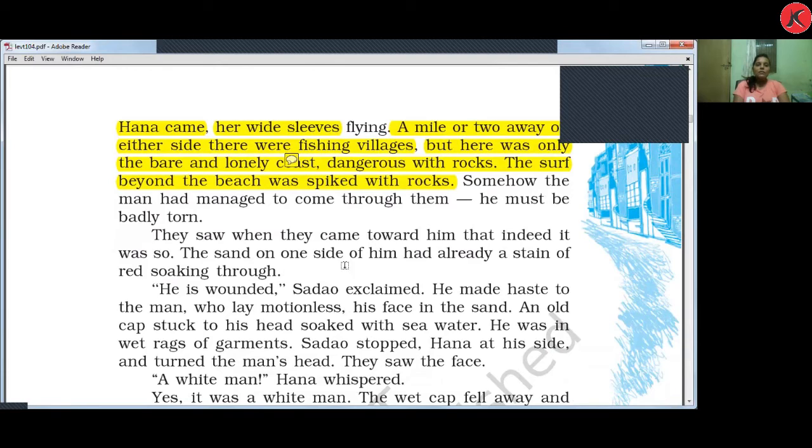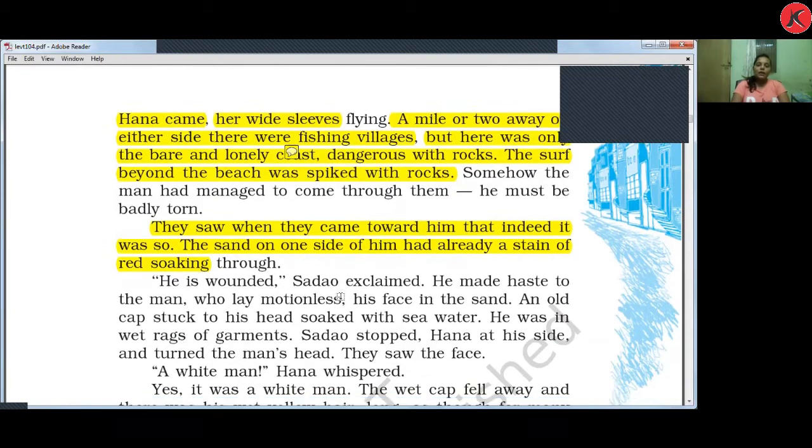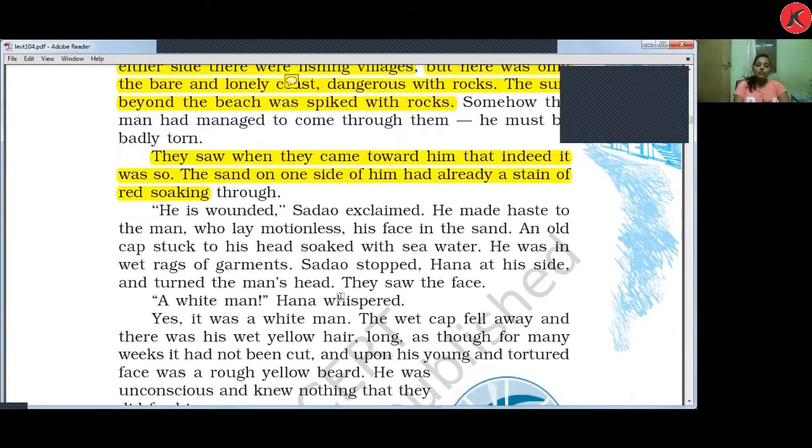The sand on one side of him had already a stain of red soaking through. Okay, now when they went there, they saw that there was blood staining the sand, and he is wounded. Sadav exclaimed that he was injured. He made haste to the man who lay motionless, his face in the sand. So he saw that the man is lying motionless.